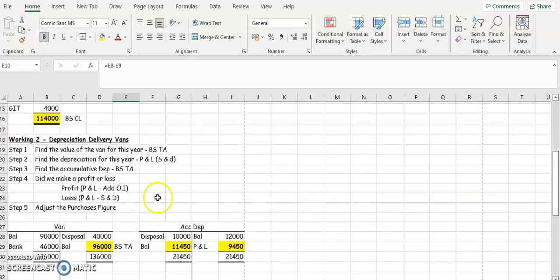So that's the 5 steps to depreciation. Remember, that is an important one. You need to know what it is. Step 1, find the value of the vans for this year. Step 2, find the value of the depreciation for this year. Step 3, find the value of the cumulative depreciation. Step 4, did you make a profit or loss? And step 5, adjust the purchase figure. Write it on a post-it, stick it up somewhere and keep practicing it.